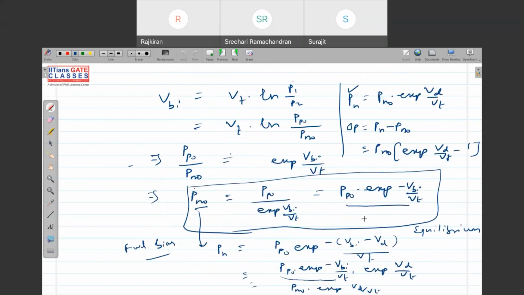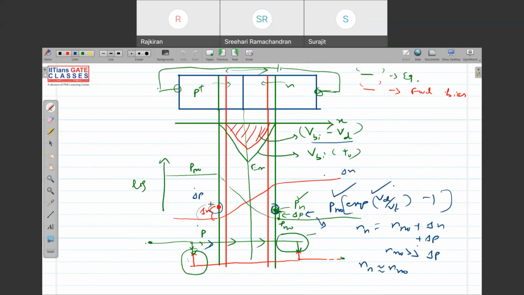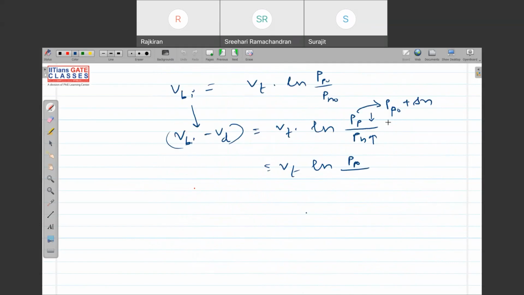So here I can write Vt ln Pp will be almost equal to Pp0, right? Because Pp is actually equal to Pp0 plus del N. Del N is nothing but the electron injected from the N side. So how much amount of electron will be injected from the N side? The same amount of hole will be injected from the contact. Clear? So the total will be Pp0 plus del N, so it will be approximately equal to Pp0 only, right or not?